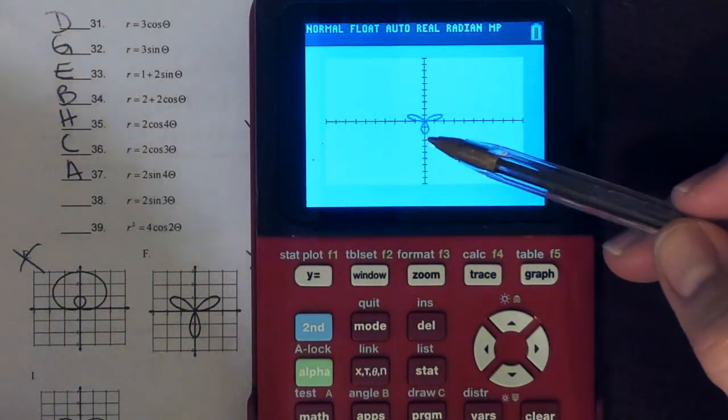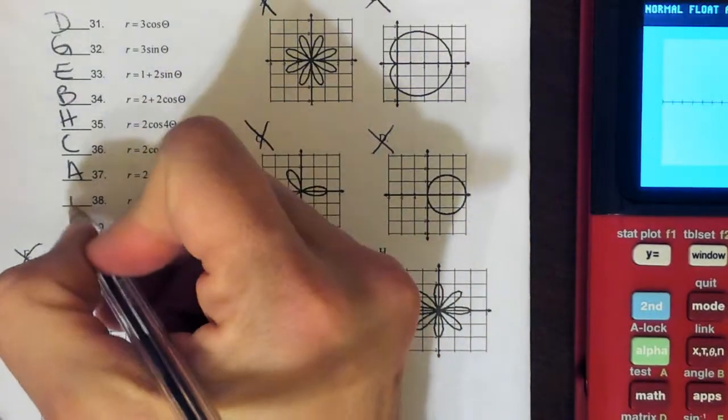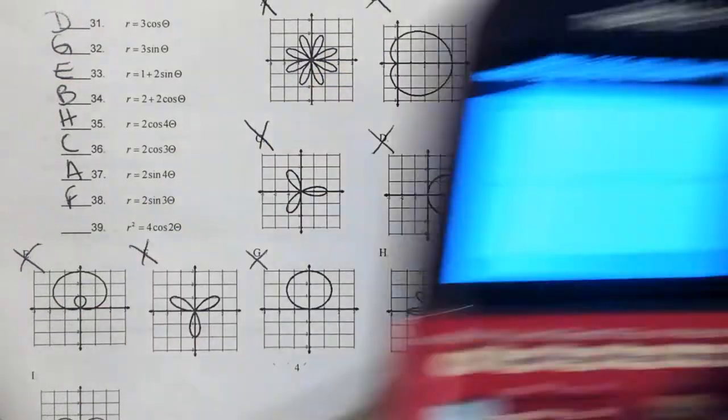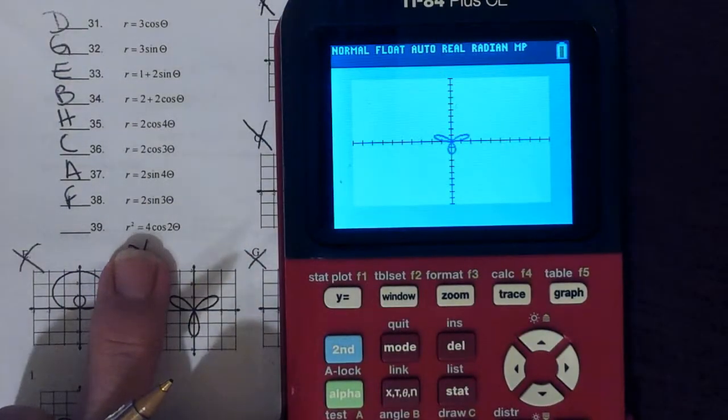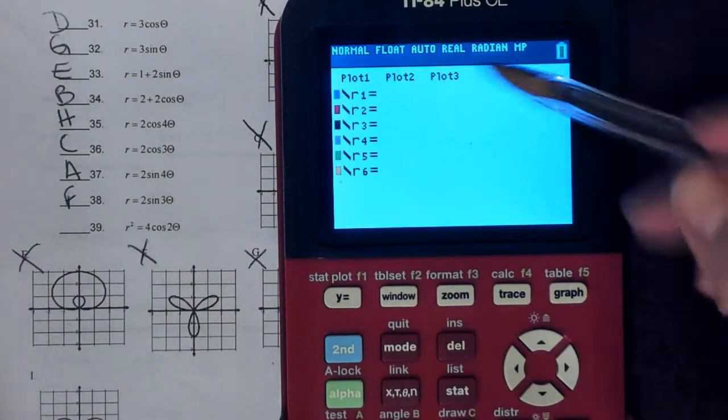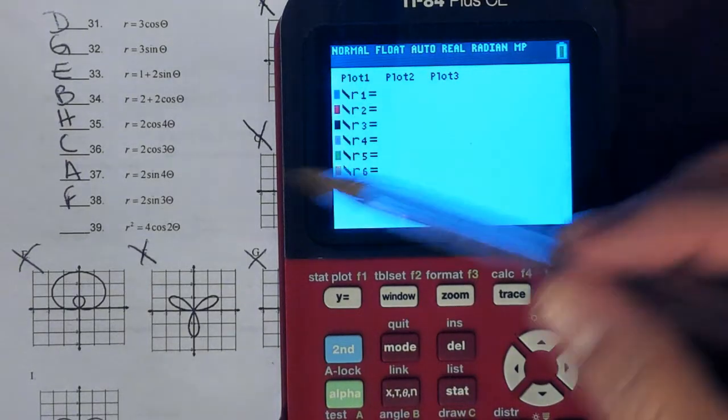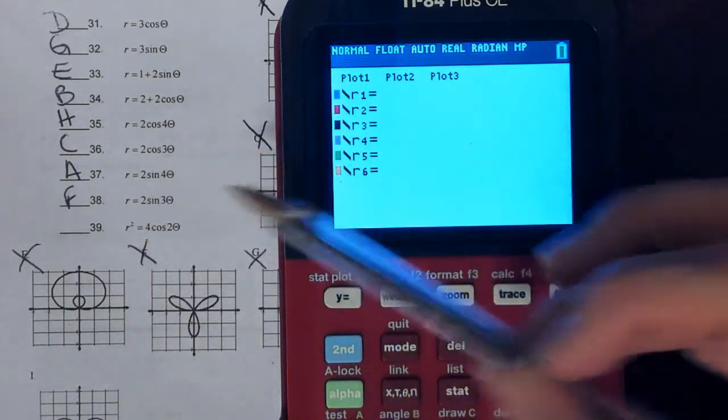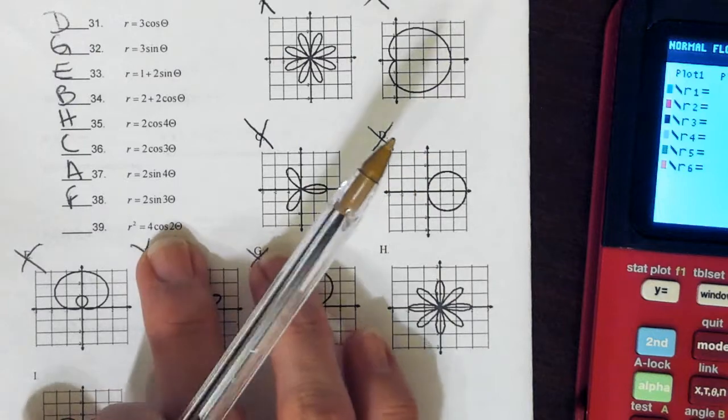And this time my petal's on the Y, which is letter F. And then we have 39. Now before you can enter 39 in your calculator, you'll notice these all say R. None of them say R squared. So you have to take the square root of the right-hand side.